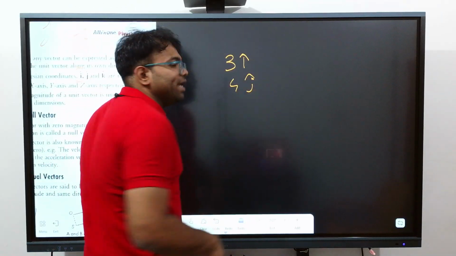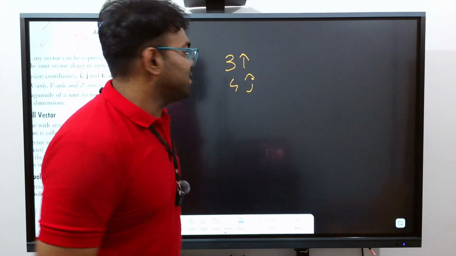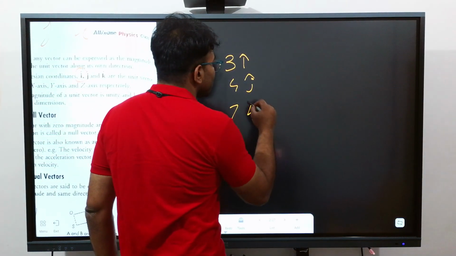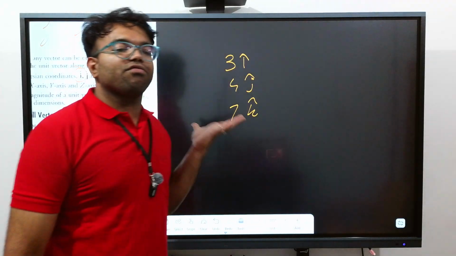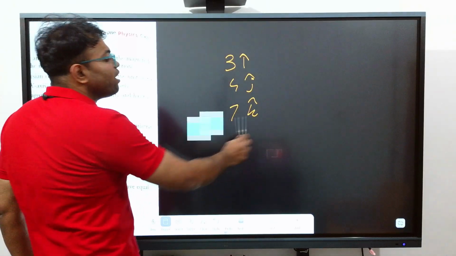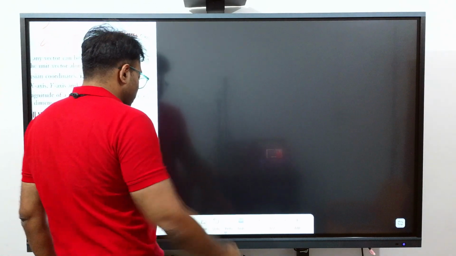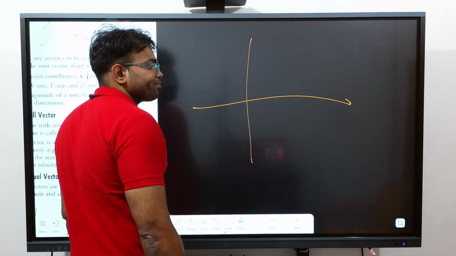4j cap means you have a magnitude of 4 units in the y-axis. 7k cap means that you have a magnitude of 7 units in the z-axis. Okay, now before I proceed further, Drupad, let's go back to 10th class coordinate geometry.